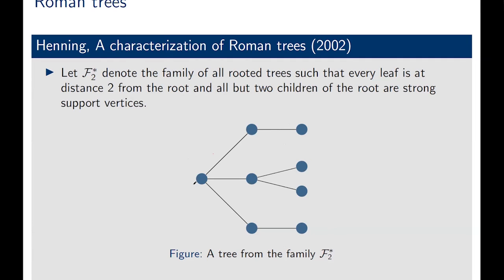Every leaf is at distance 2 from the root. This is the root, and every leaf is at distance 2 from the root, but 2 children of the root are strong support vertices. This is a strong support vertex, and those 2 are weak support vertices. Okay, so yeah.